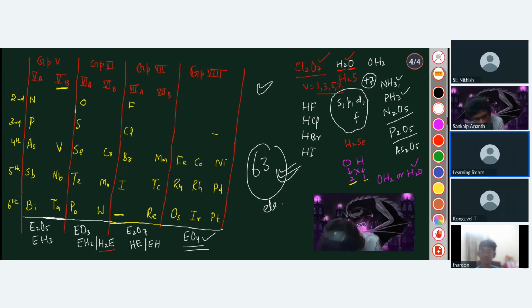Just note this down. This is very important. There is no hydride for group 8, right, sir? No, there isn't any hydride formula given. He only gave the oxide formula. Is it because of the reactiveness?